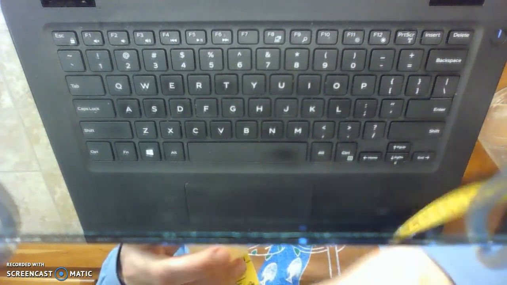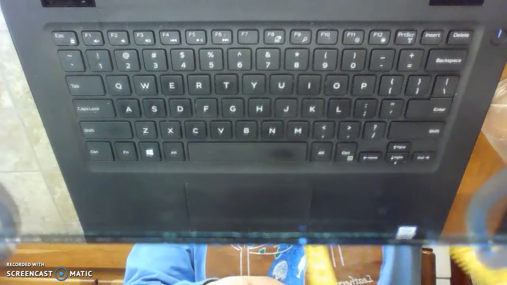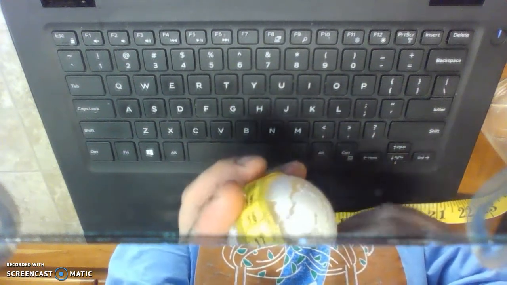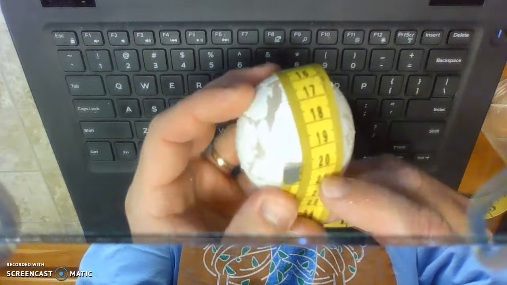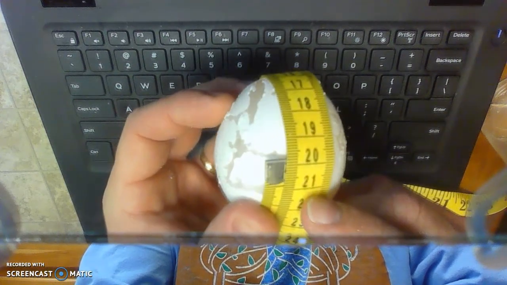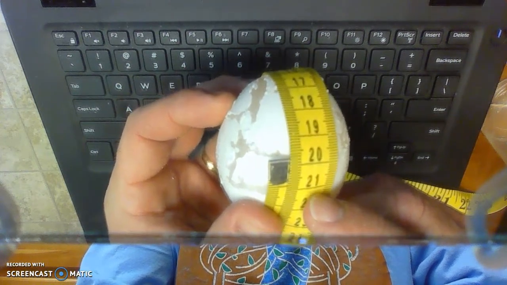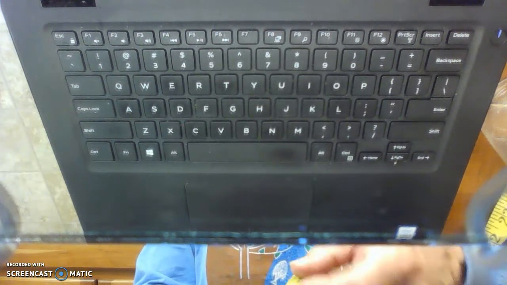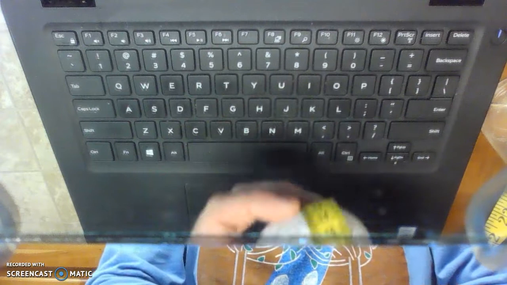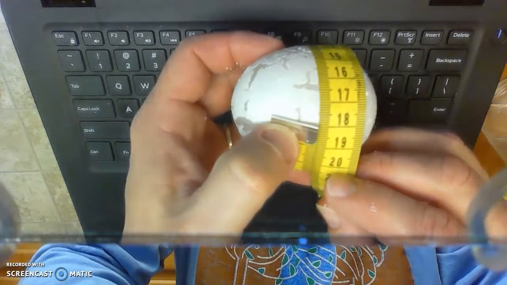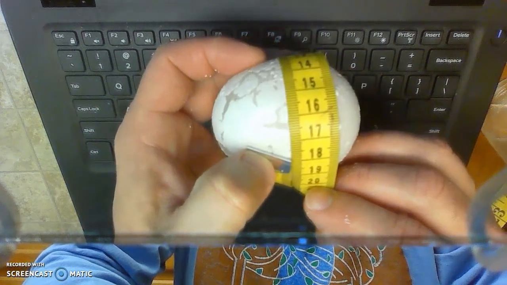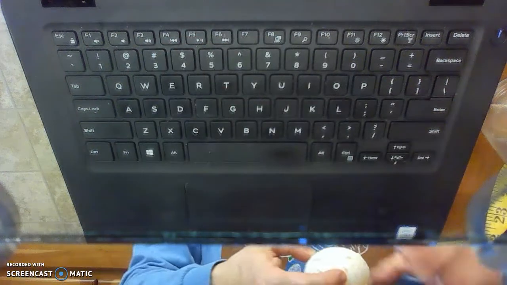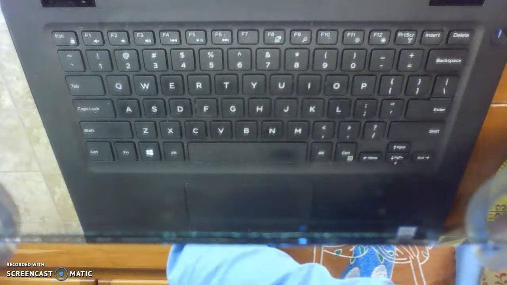Long circumference looks to be, you can see the tape is at 19.8 for the long circumference, and looks to be at 18.1 for the short circumference.